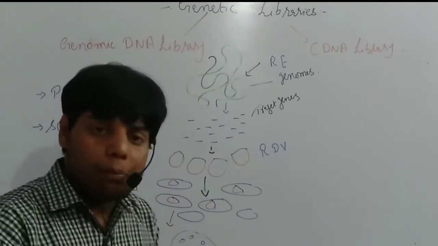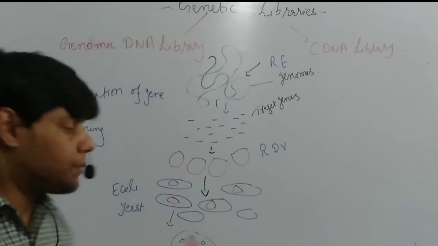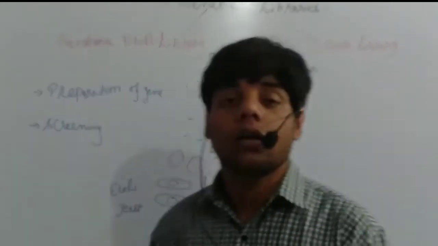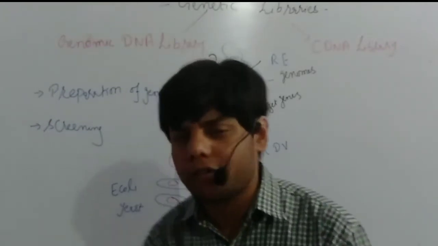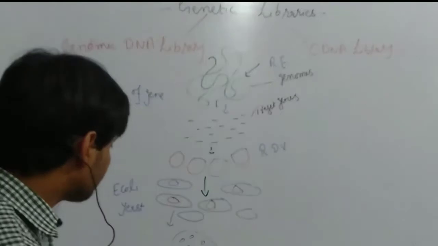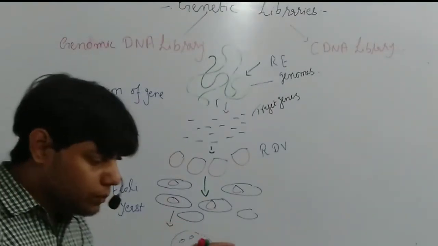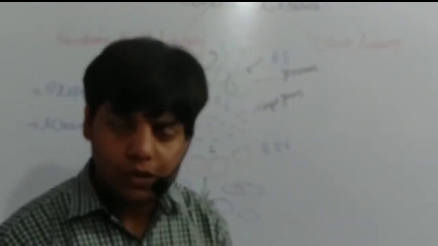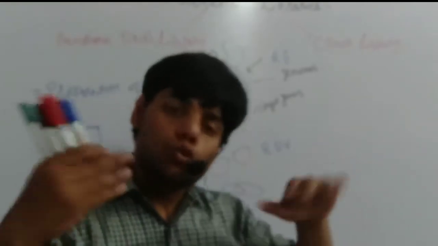Once you complete this step, the next step is the screening. It is much more difficult than the preparation of the gene. Now how is it difficult? Because the bacterial cell is very small. You can't see it with your naked eye. The genome is also smaller than the bacteria, then the vector is also smaller, and your target gene is much smaller.